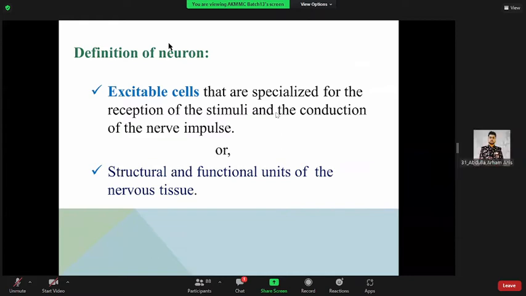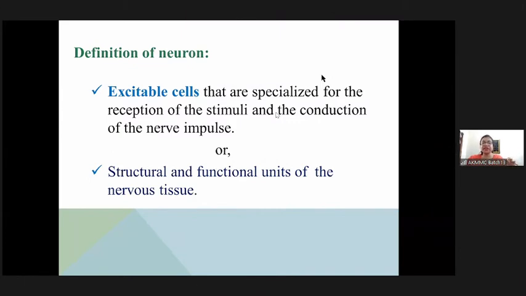Structural and functional unit of the nervous system. Very good. Structural and functional unit of the nervous tissue. That is neuron. They are excitable cells, and they will receive the stimuli and conduct nerve impulses. The main function of nervous tissue will be done by this neuron. Okay.